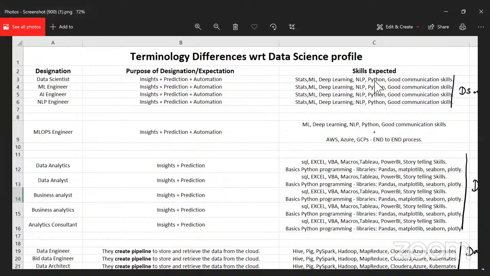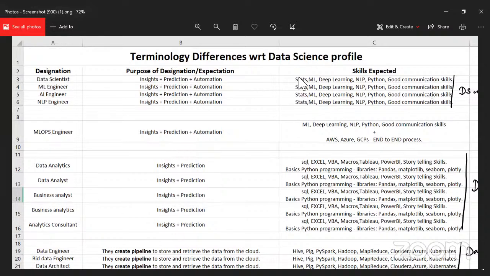We are going to learn it from scratch. I will show you the agenda of what we're going to learn in this program in the next 19 days. And also good communication skills. Communication skills are mandatory for all technical roles; we call them soft skills. So you have to gain this particular part.